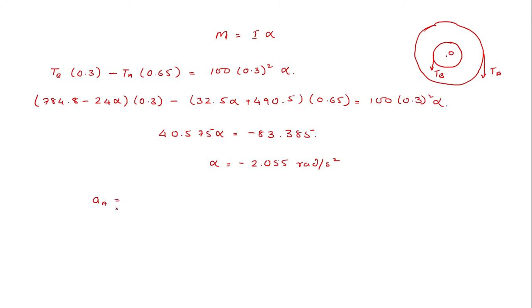So AA will be equal to 0.65 alpha, that is equal to 0.65 into minus 2.055, which will be equal to minus 1.336 meter per second square. Okay, so as such, the velocity at A will be equal to minus 1.336 t plus c1. We are integrating acceleration to obtain the velocity.